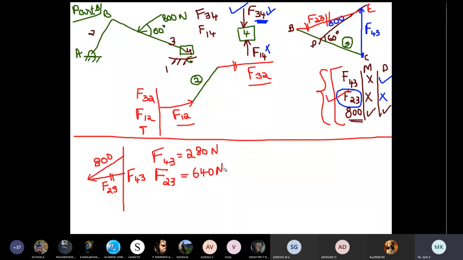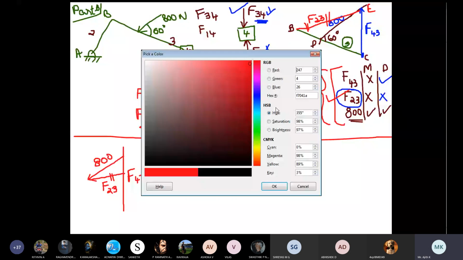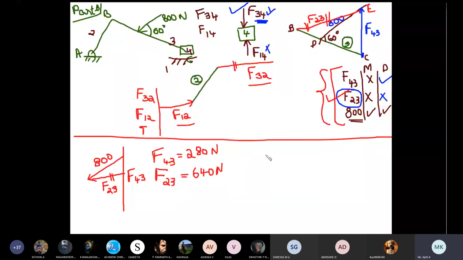Now the last step. I cannot plot a force polygon for link number 4 because there are only 2 forces. So we'll go for link number 2, last step. Hope you can construct the force polygon for link number 2. Similar to the previous problem, link number 2. Draw 2 lines, one here, one more here. This one must be parallel to F32 and F12 in the previous diagram. So this represents F32, this represents F12.